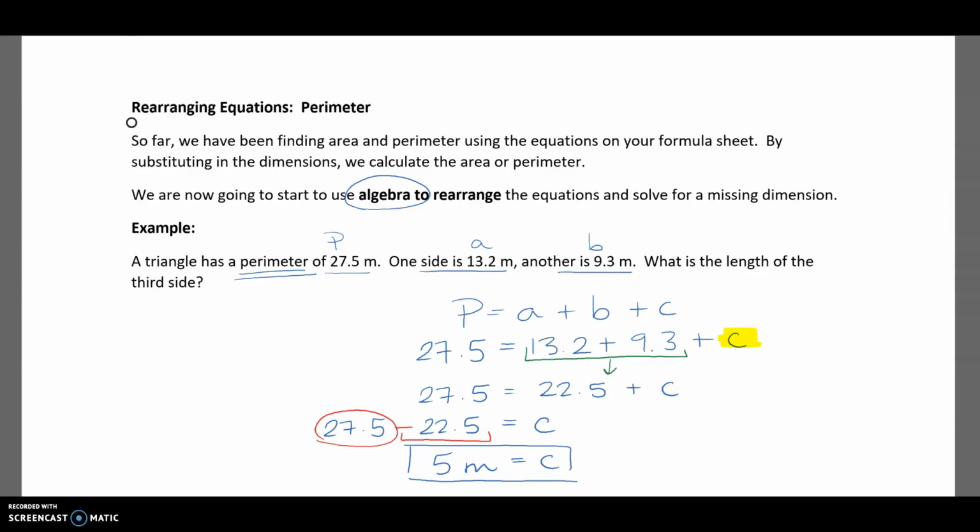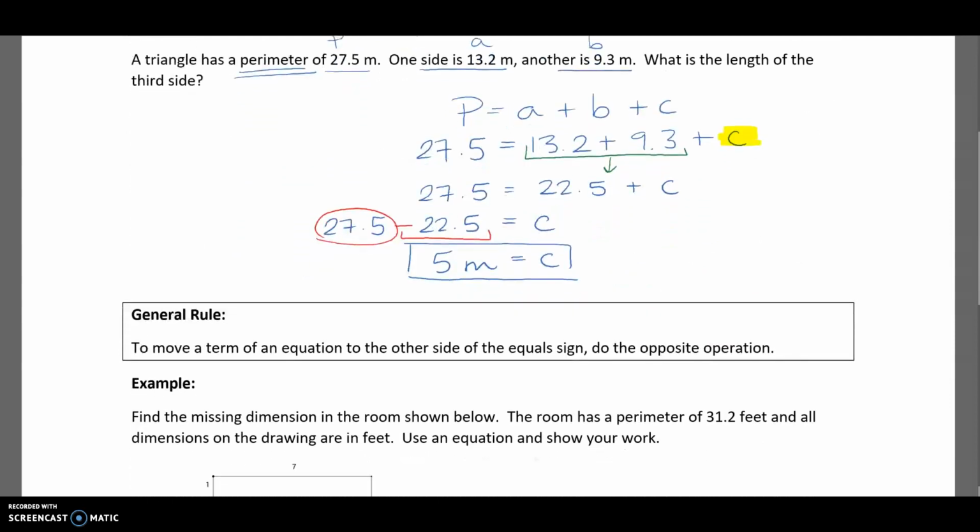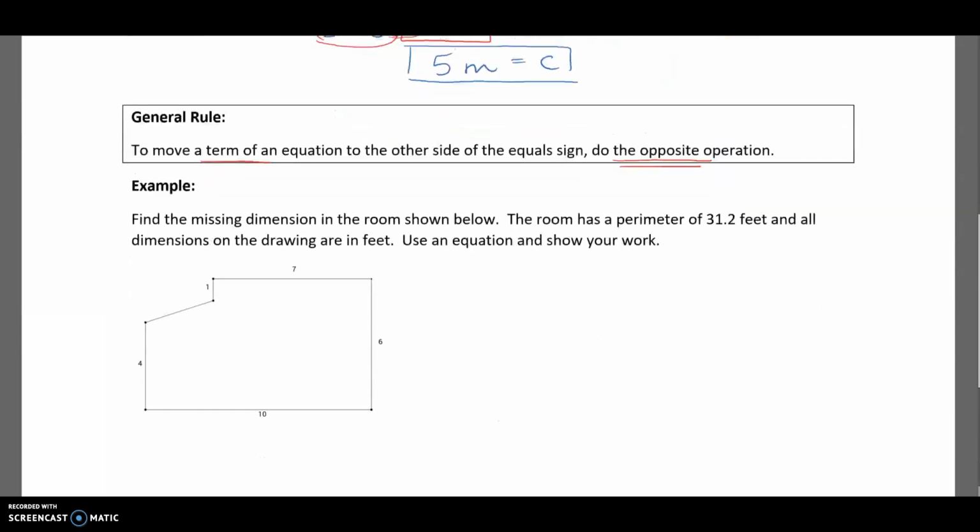And this follows our first general rule for using algebra to solve for an unknown. To move a term of an equation to the other side of the equal sign, I perform the opposite operation. Up here, my 22.5 was being added on one side of the equal sign. When I moved it to the other side of the equal sign, I did the opposite operation, or subtraction. Let's apply that rule to another example.